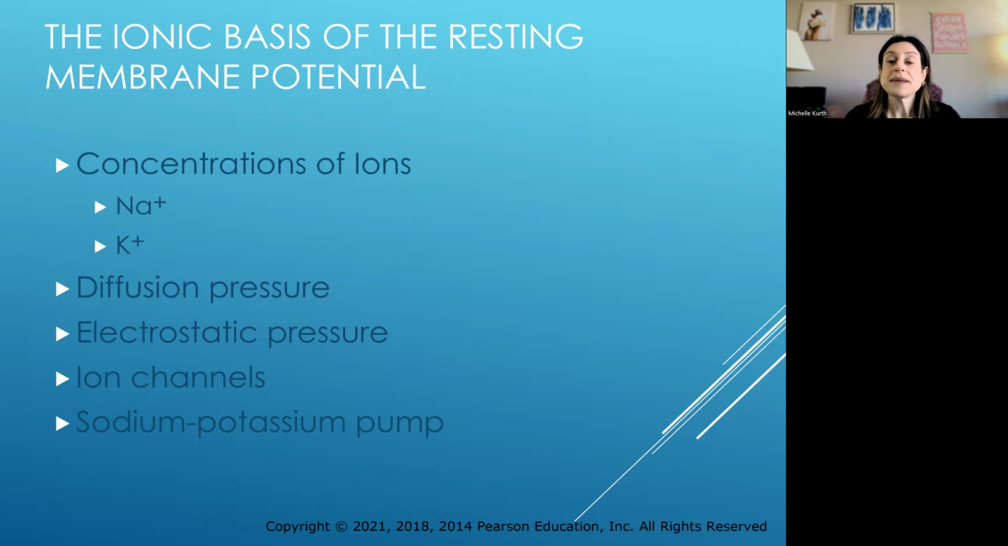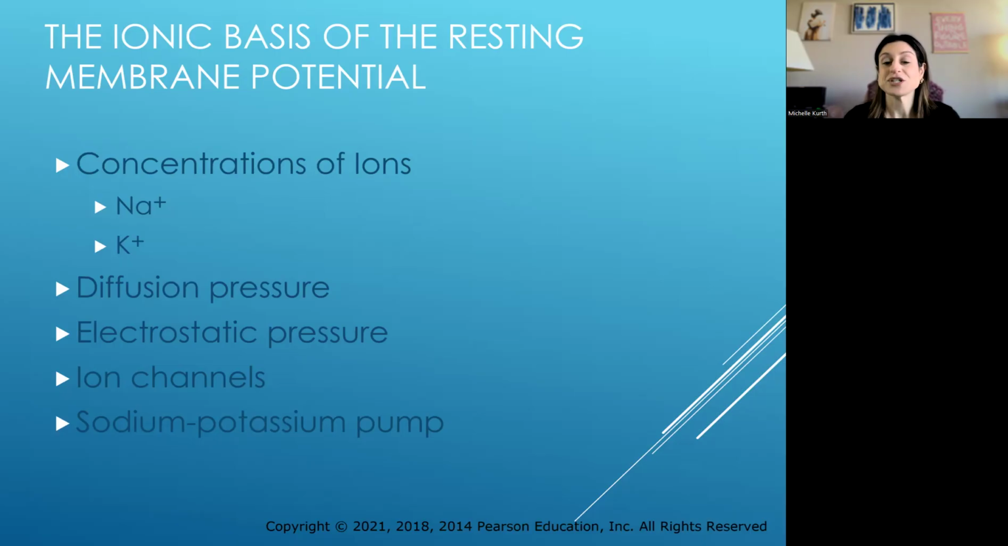Now, think of sodium and potassium as two types of players. They're on opposite teams. Sodium is hanging out more on the outside of the cell, and potassium is hanging out more inside the cell. Now, this uneven distribution actually sets the stage for the electrical charge difference.